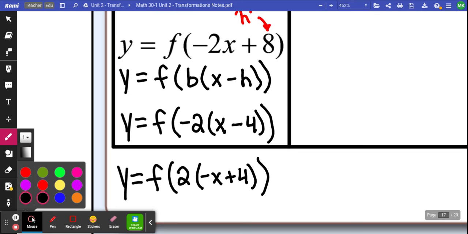Both equations here are having a reflection. This one has a reflection because the b is negative. This one has a reflection because the negative is on the x. The difference is this one, I can tell what the h value is. It's +4. This one, the h value is not right. It's wrong. It's actually -4 the way it looks right now. So by taking the negative out, then I can know what's actually h.